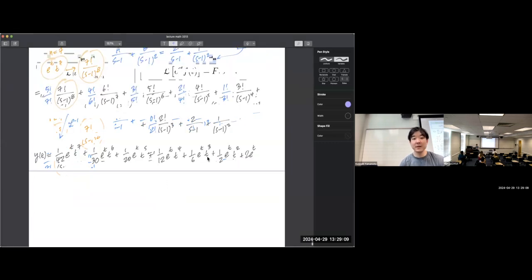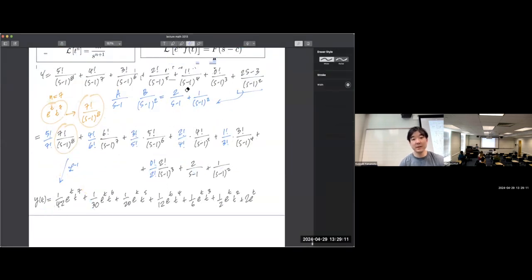Oh, sorry, I made a mistake. This b right here is a -1, so it's going to be negative here. I did the partial fractions here, so this will just be negative. So minus 1 over (s minus 1) squared.